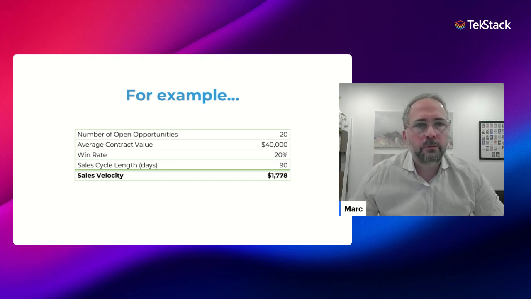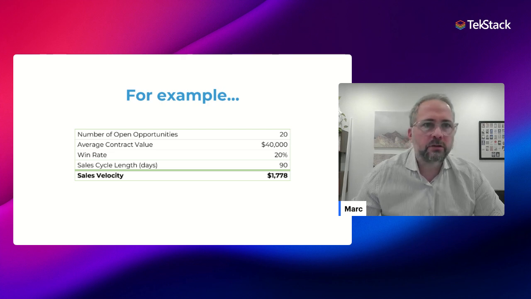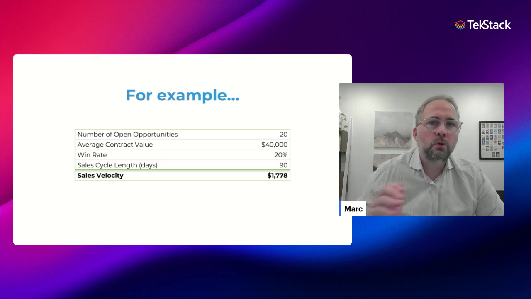Okay, let's take an example. Here's a company. It's got 20 ops that are open in the funnel. Average contract value is 40K. Let's say that's ARR, right? So let's say my booking target is in ARR. We only want to measure contract value of the ARR revenue, right?